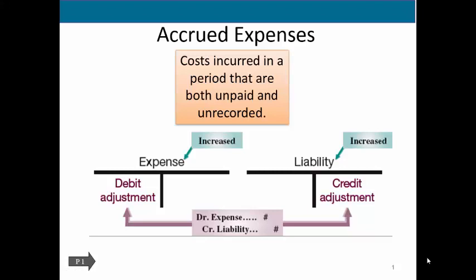So our next type of adjusting entry is for an accrued expense. And this is a cost that has been incurred, meaning that we have had some type of benefit of something in a period, and this cost has yet to be paid, and it is not yet recorded. So in these cases, we'll need to make an adjusting entry that recognizes the expense, and then because this has not been paid, we also need to recognize that we owe someone money. So we need to credit the liability to increase that liability.